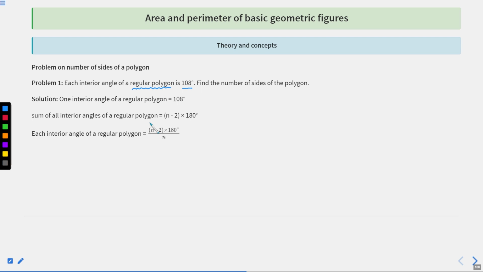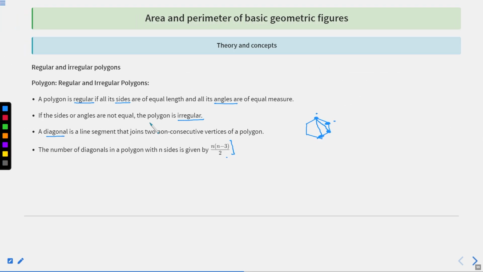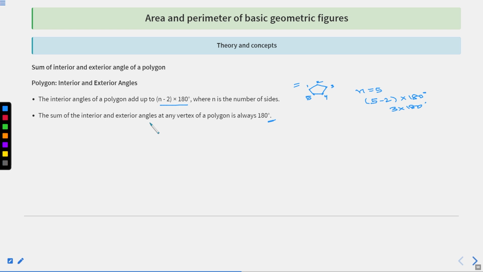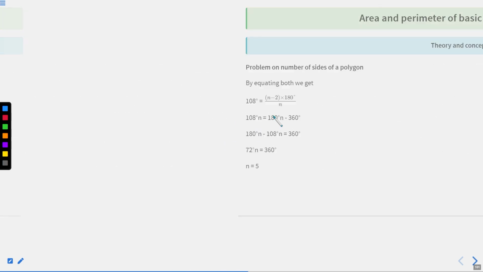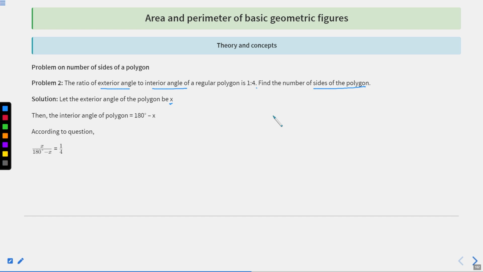So how did I do that? How do I know that? It was already discussed in the previous slide that the sum of interior and exterior angle at any vertex of a polygon is 180 degrees. That's what exactly we are doing here. We assume exterior angle to be x and interior angle will be nothing but 180 minus x.